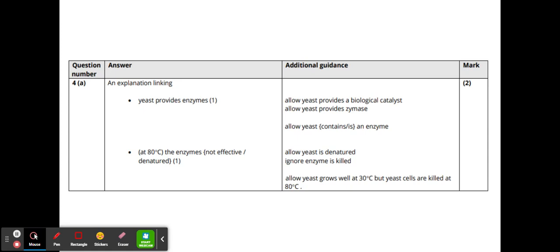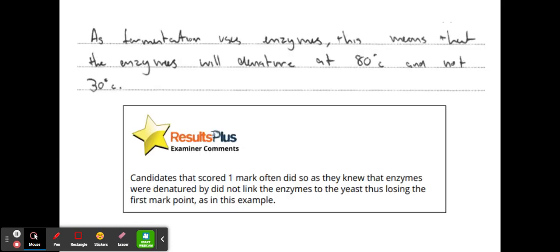The mark scheme has 2 points. First of all, the yeast provides enzymes, and the second point, that at 80 degrees C, the enzymes are denatured. The exam board would allow that yeast provides a biological catalyst, or the yeast provides zymase, or the yeast contains an enzyme. The exam board will also allow that the yeast is denatured, but it will not accept and it ignores any comments such as the enzyme is killed.